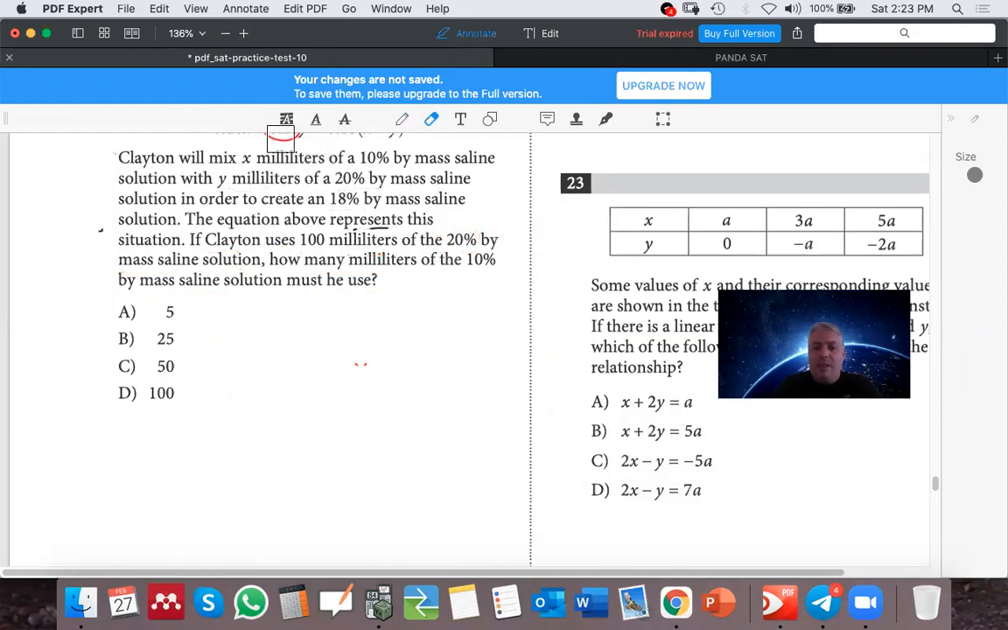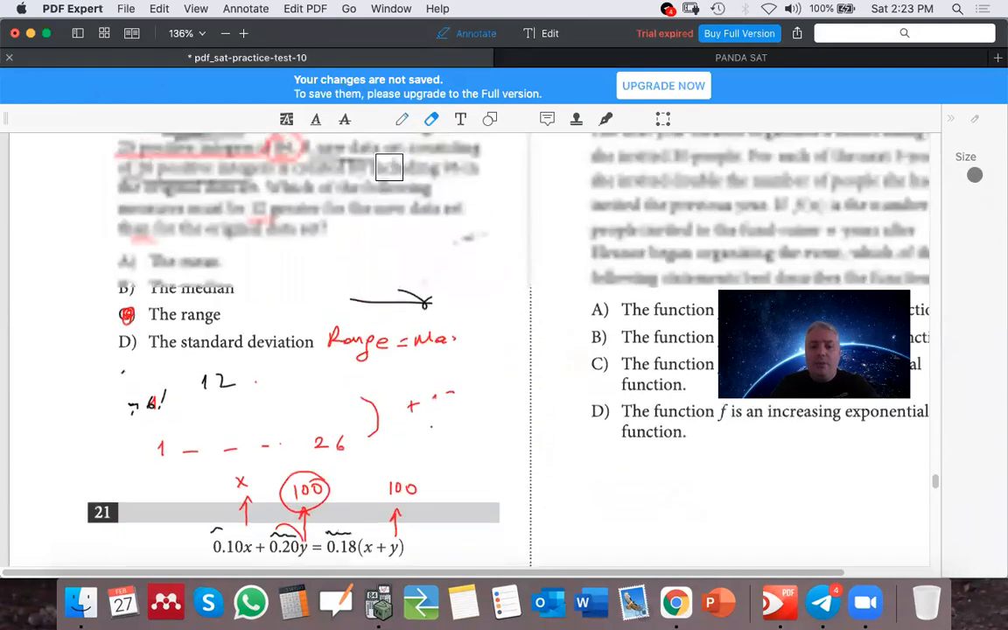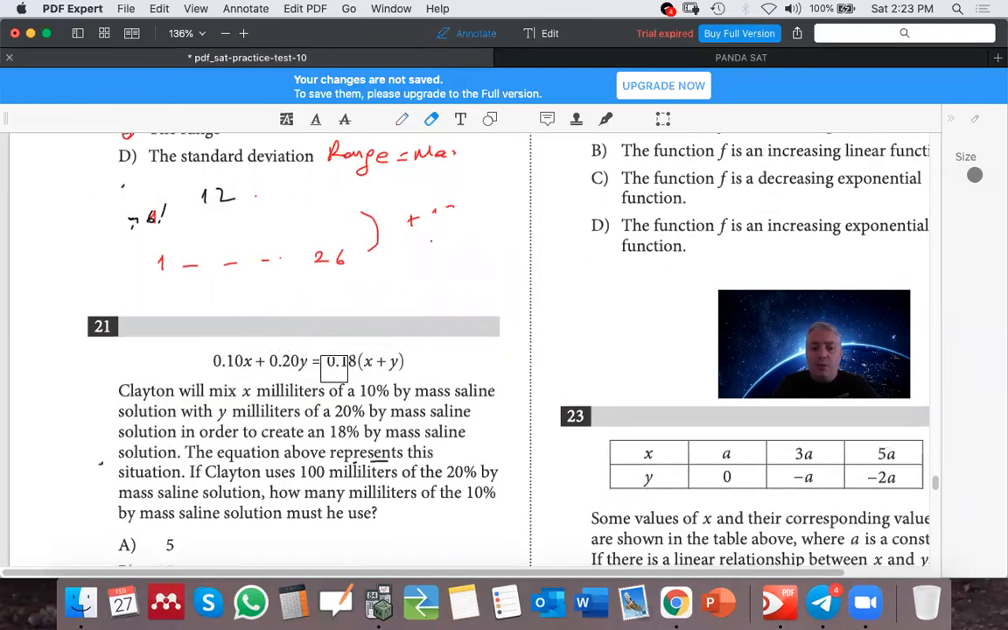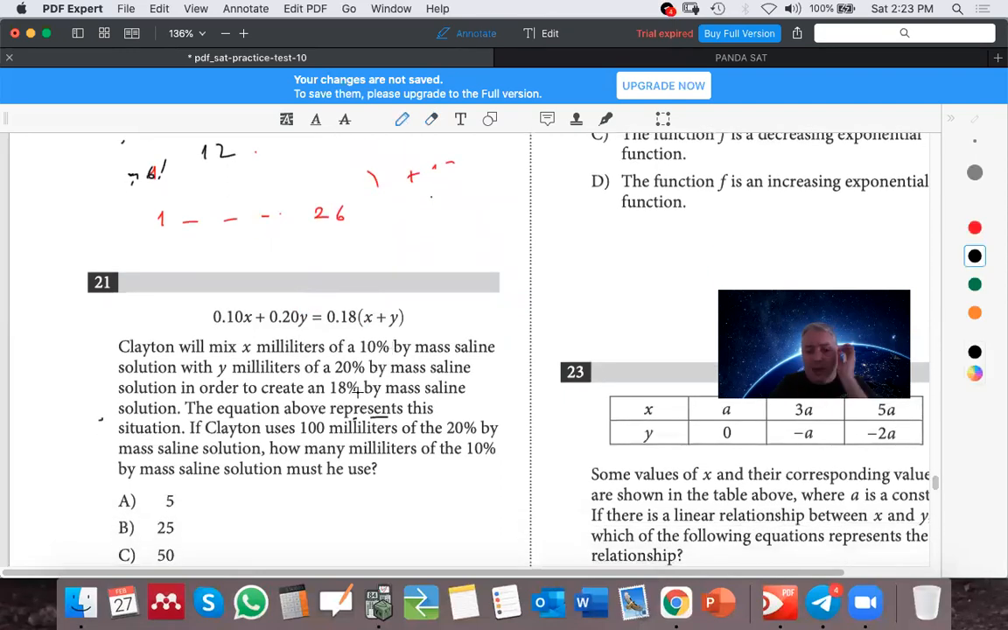Let me check it one more time. So we understand the concept, we understand the question. So let me do it again. What am I going to do? Now, we said that 100 milliliters of 20%. So here now, 20% here, so 100 milliliters here. If this is 100, this is also 100. And then 10% of what is the question? So this is now X, the question mark. And then what can I say? 0.10x plus 0.20y is equal to 0.18 times x plus y. This is my question.